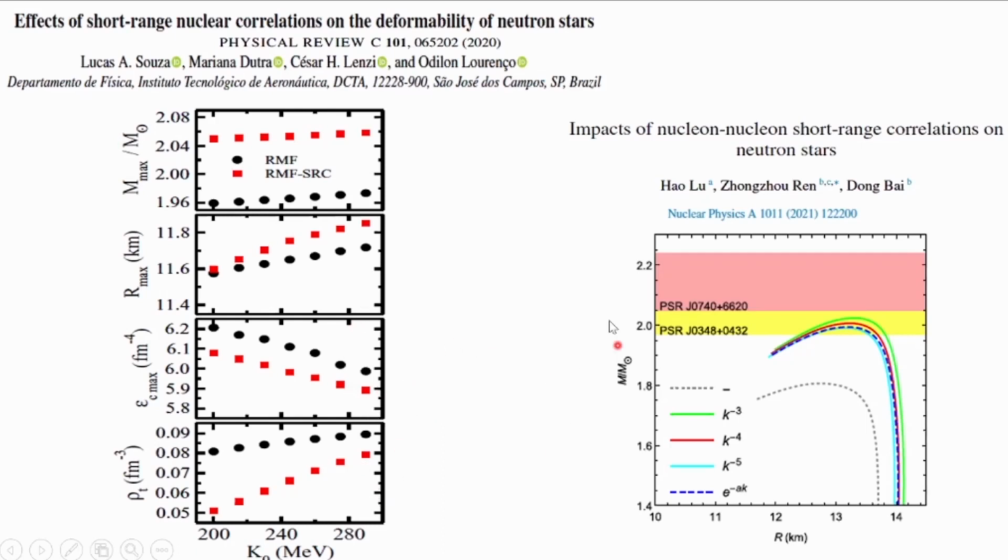Similar conclusions have been made by Lu Hao and Zhong Zhou and Baidong in Nanjing. They considered effects of different shapes of the high momentum tail, decreasing with k to the -3, -4, and so on, in comparison with calculation without considering short-range correlation. So you see that generally the short-range correlation will allow you to support more massive neutron stars, with little effect on the radii, due to different shapes of the high momentum tail.